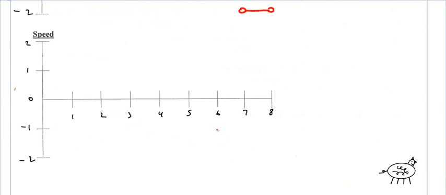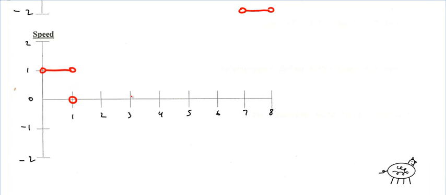Speed graph. Again, I can't fit both of them on here. But remember, the speed graph is the absolute value of the velocity graph. So basically, from 0 to 1, it was -1. Well, now it's +1. That's pretty easy. It's right here. Okay, 0, 0. That doesn't matter. So 1 to 3 is 0.